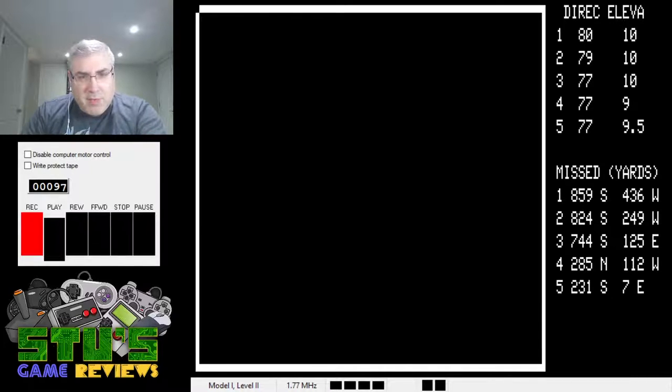There we go. It's right on top of it. That's a miss? Wait, how is that a miss? I was right on top of it. What the hell? Oh, it was 231 yards away. 231 yards south of it. In the picture, I'm like right on top of it.